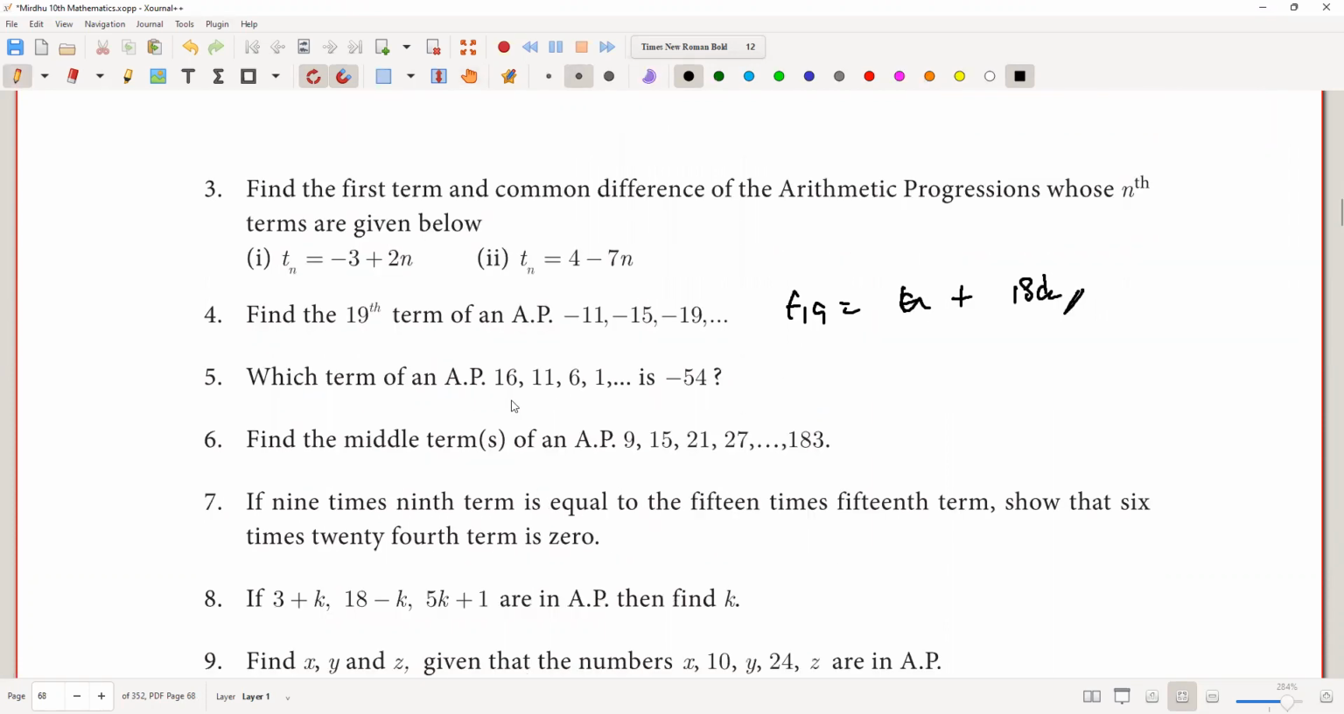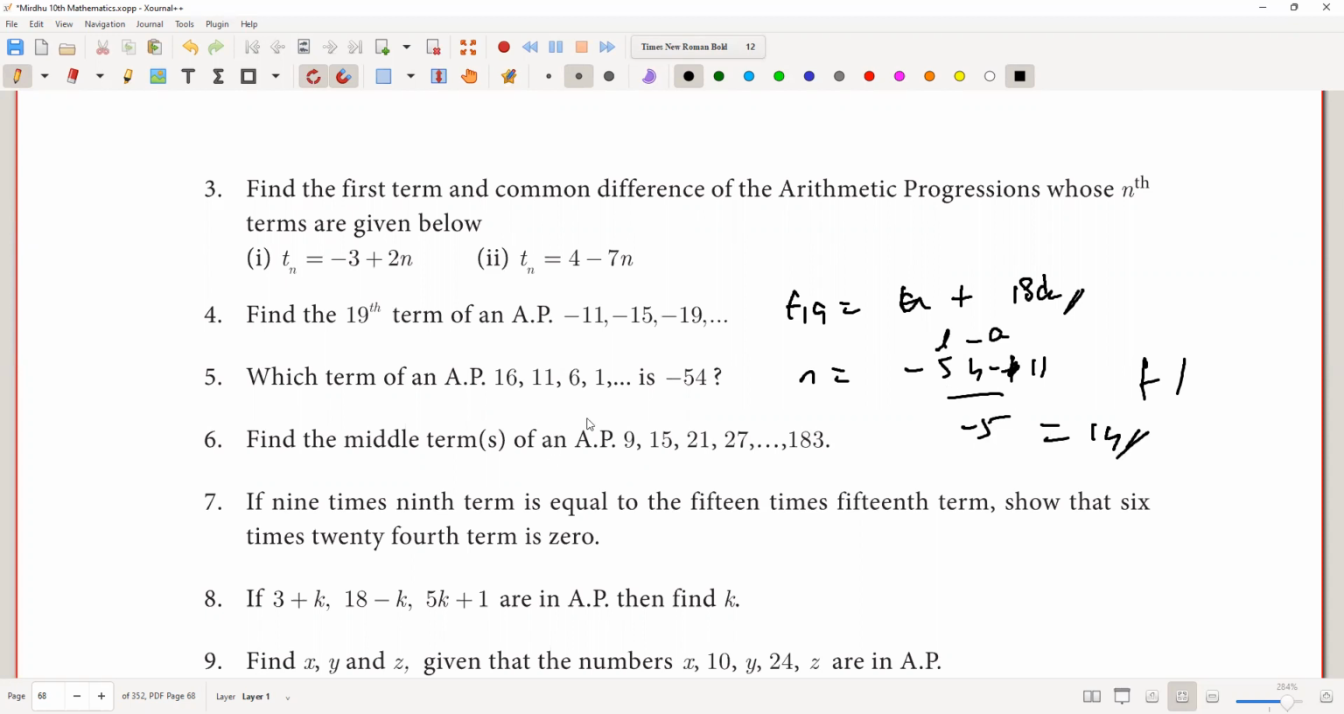Which term of AP is 54? N equal to L minus A divided by D, plus 1. D is minus 5. All right. So it is minus 65 by 5, 13, plus 1, 14.